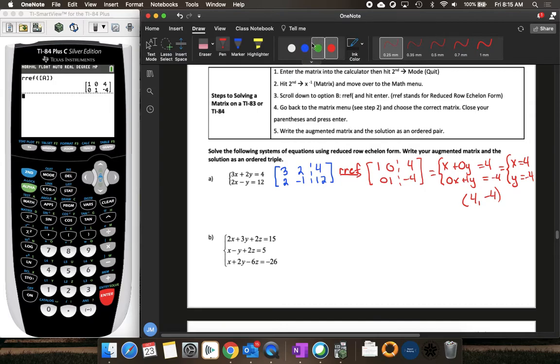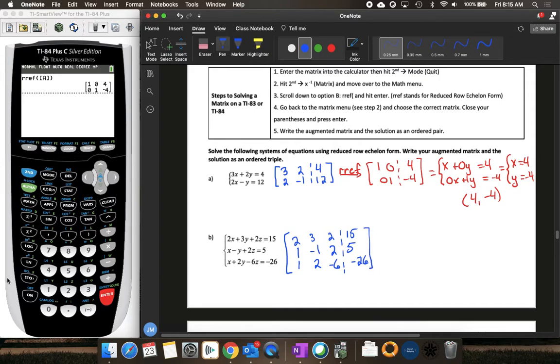All right, let's take a look at another example of this. So let's first, on example B, write our system of equations in our augmented matrix. So the first line should be 2, 3, 2, and 15. The second line should be 1, -1, 2, and 5. The third line should be 1, 2, -6, and -26.